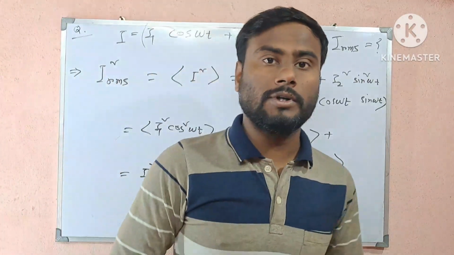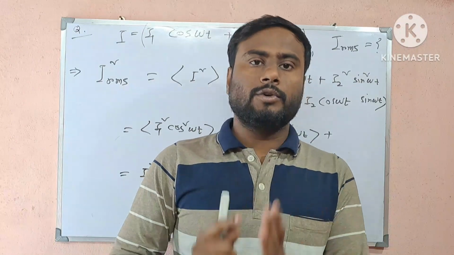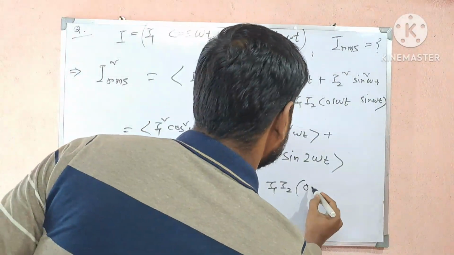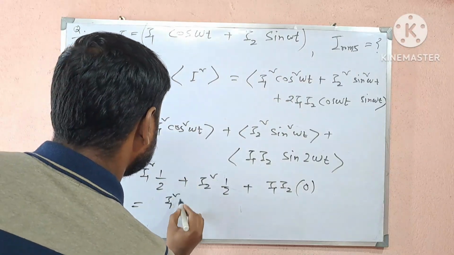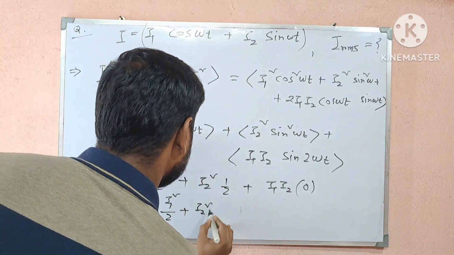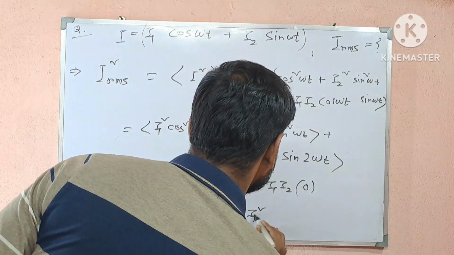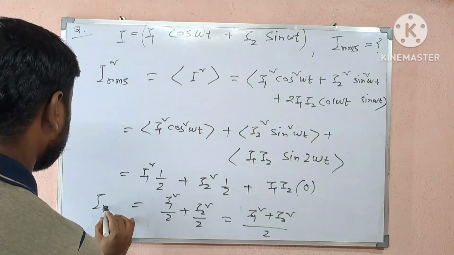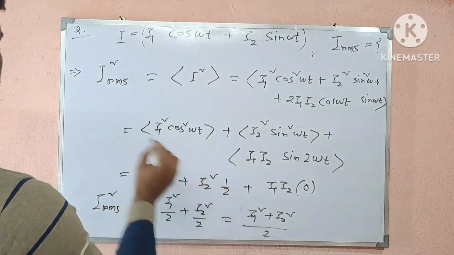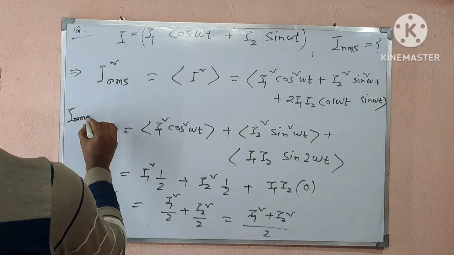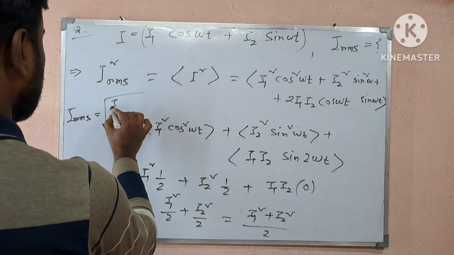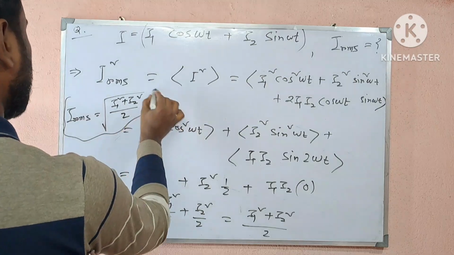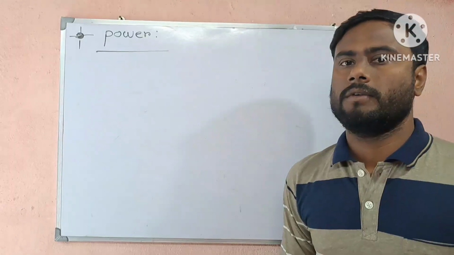And as I told, the average value of sine or cosine in a full cycle is always equal to 0. You have to remember that thing, that will be 0. So the value will be I1 square by 2 plus I2 square by 2. We can write I1 square plus I2 square divided by 2. So that will be IRMS square. Now what will be the result IRMS? So IRMS will be square root of I1 square plus I2 square divided by 2. That will be our final answer.